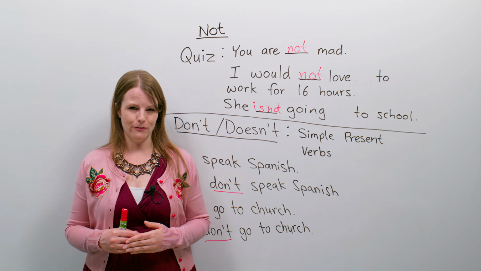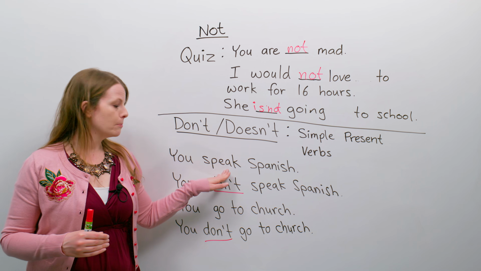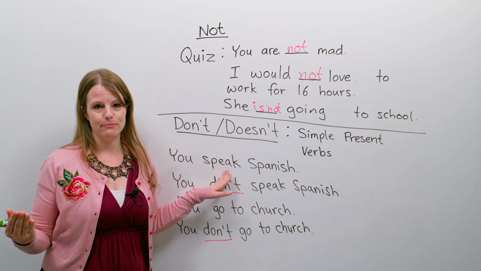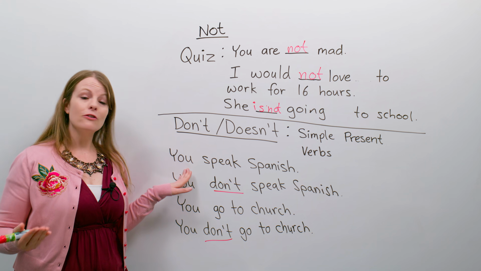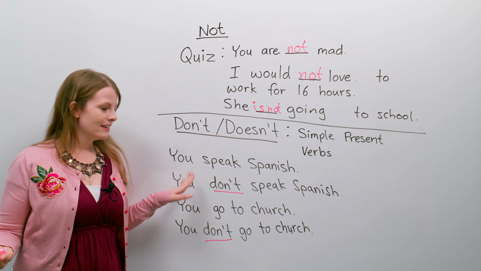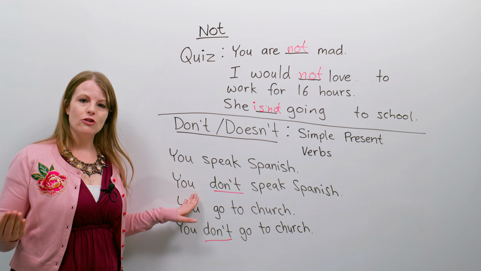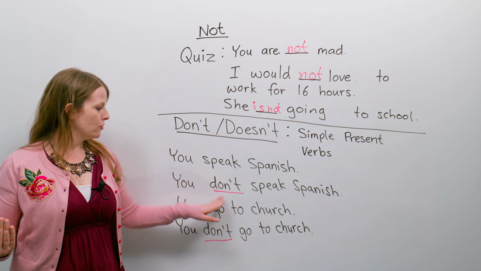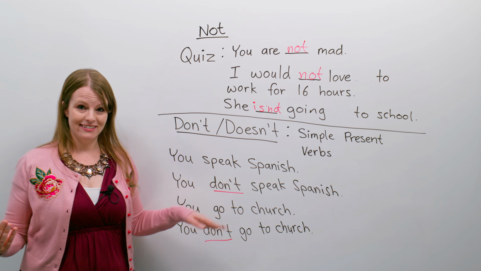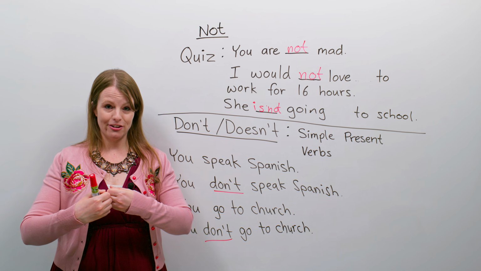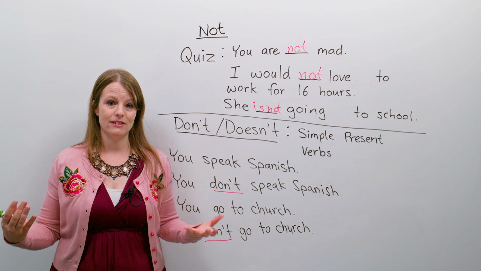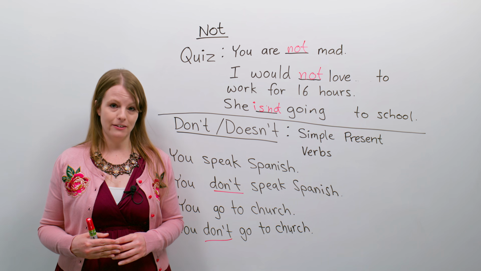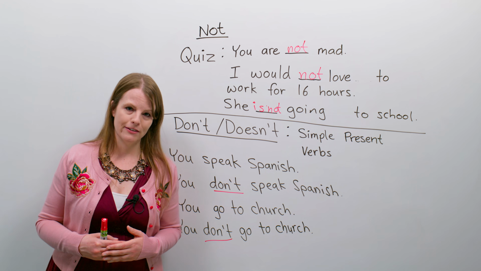Let's look at don't first. Speak is a simple present tense verb. We can say, you speak Spanish. The opposite is you don't speak Spanish. Don't is a contraction. It's do not together becomes don't. We can also say you do not speak Spanish. That is possible too.